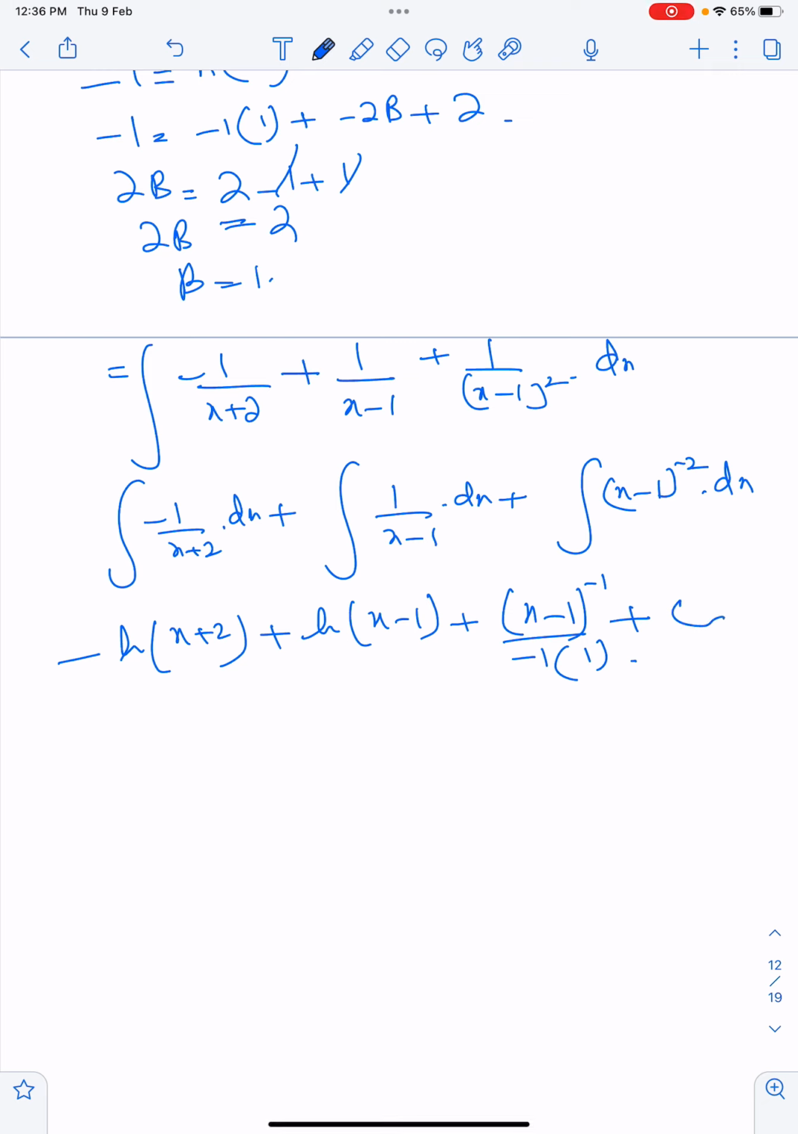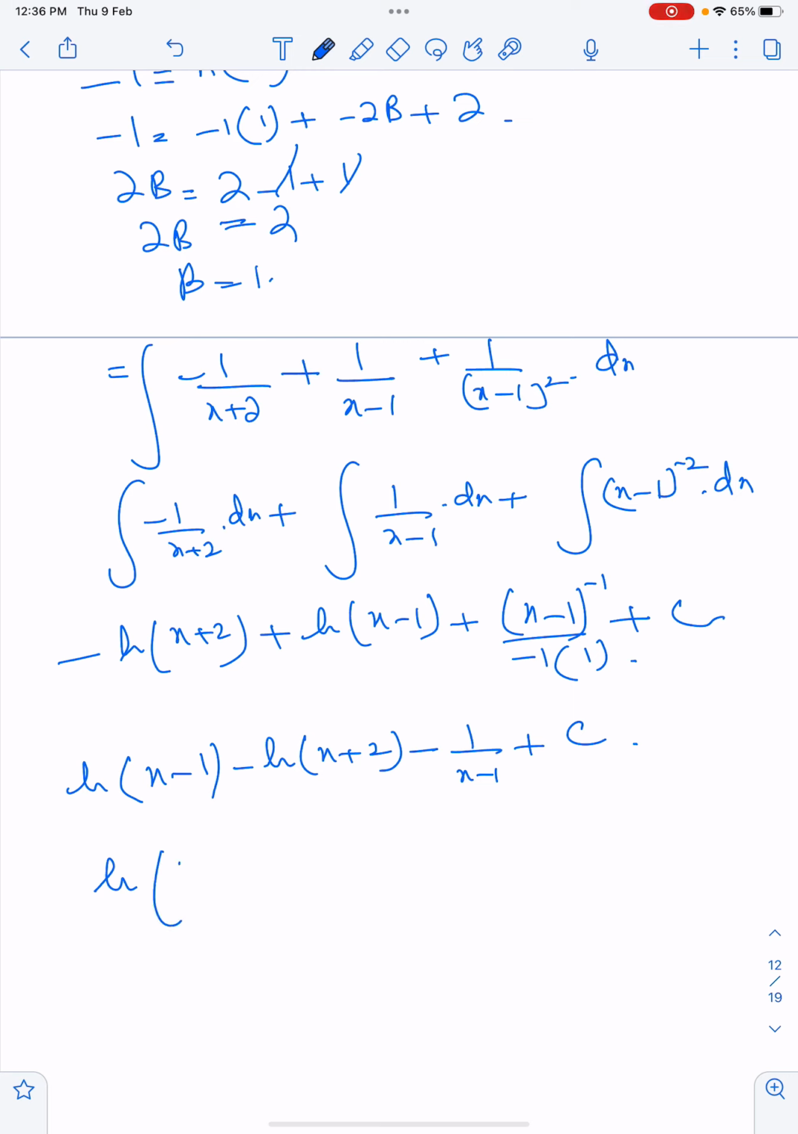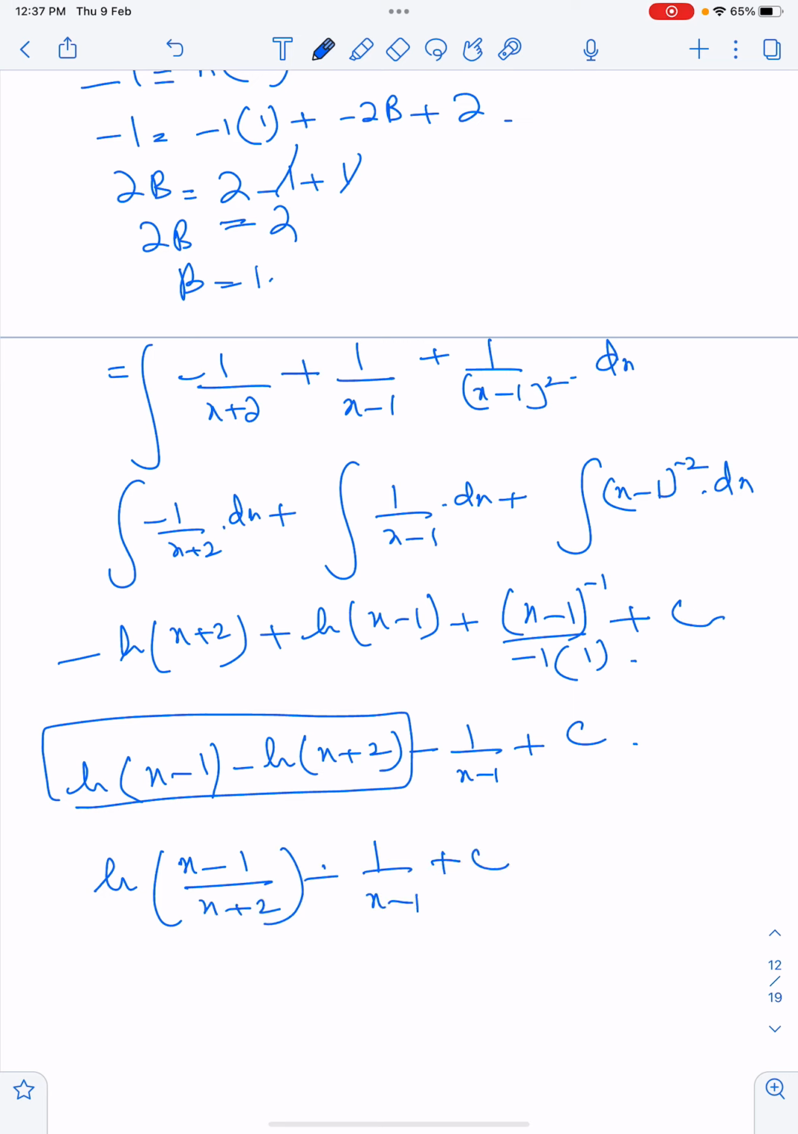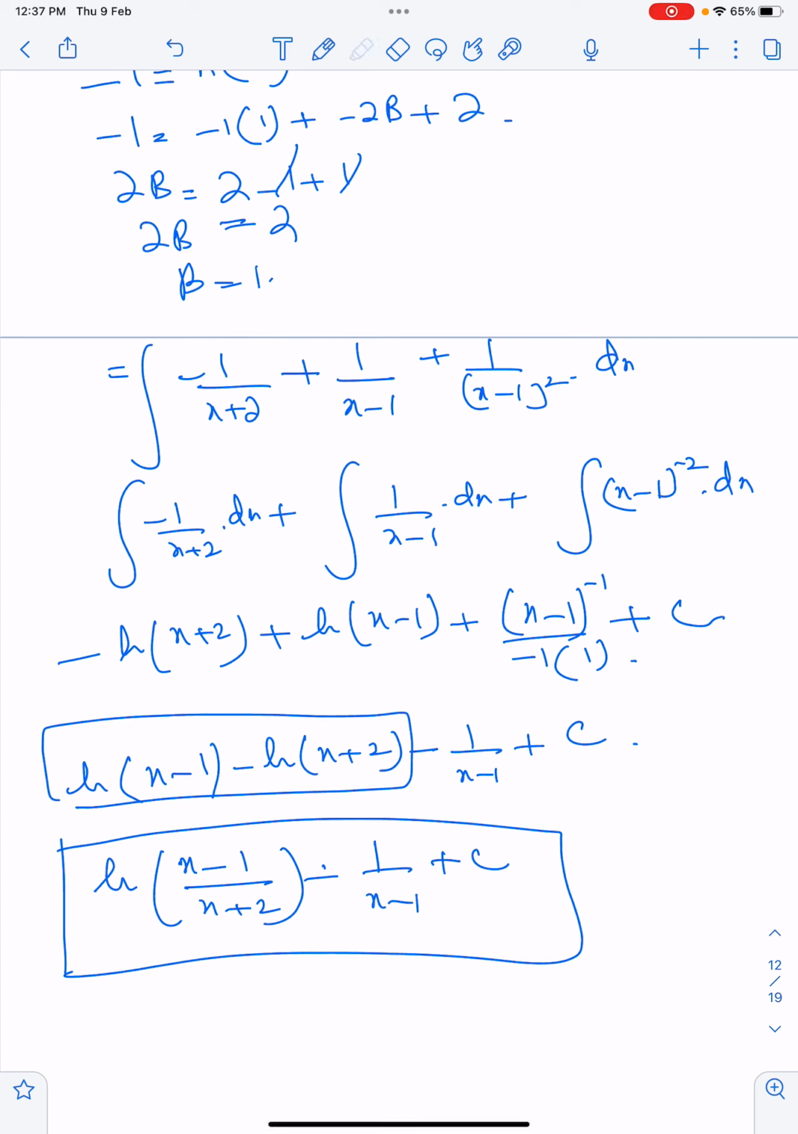So the final answer is ln|x - 1| - ln|x + 2| - 1/(x - 1) + c. If you want, you can write both. You can solve this part separately. It will become ln|(x - 1)/(x + 2)| - 1/(x - 1) + c as the final answer to this. This is the final answer, or you can even keep it like this if you want to.